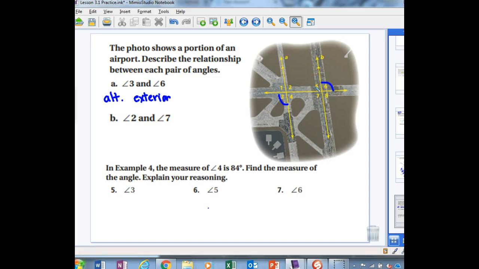That's what I know. Now let's look at angle 2 and angle 7. Angle 2 and 7, are they inside or outside? Inside makes them interior. Are they on the same side of the transversal or on the opposite side? That makes them alternate interior. That means that angle 2 is going to be congruent or measure the same as angle 7.